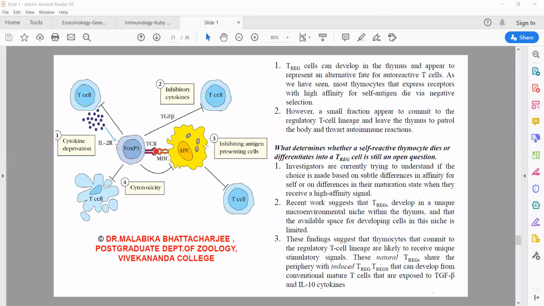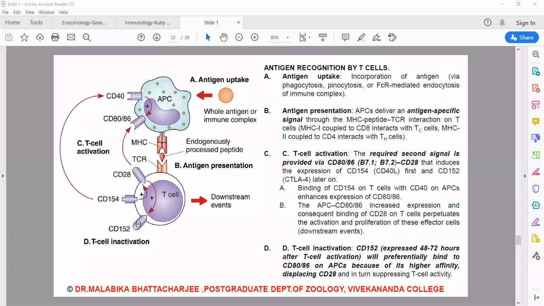It can interact with MHC class 2 and thus prevent the antigen presenting cell from further antigen presentation. Further, it can induce apoptotic death in a T lymphocyte which has been hyperactivated. So these T regulatory cells play a big role in T cell anergy at the periphery. T cell anergy or T cell tolerance at the periphery.